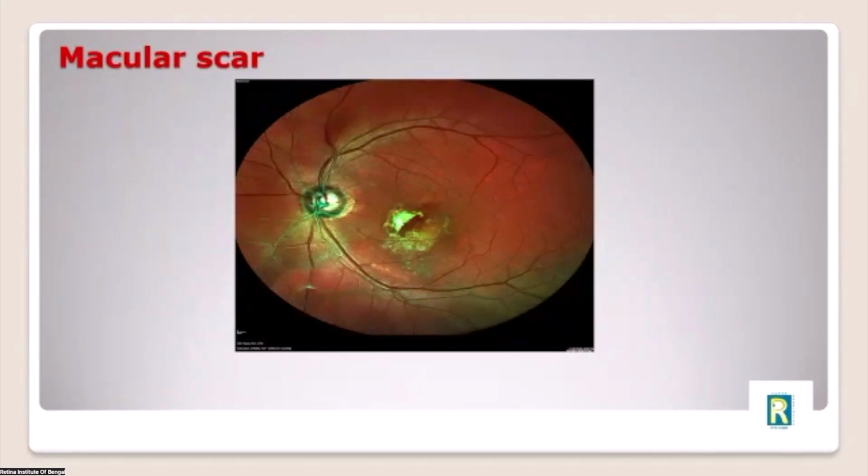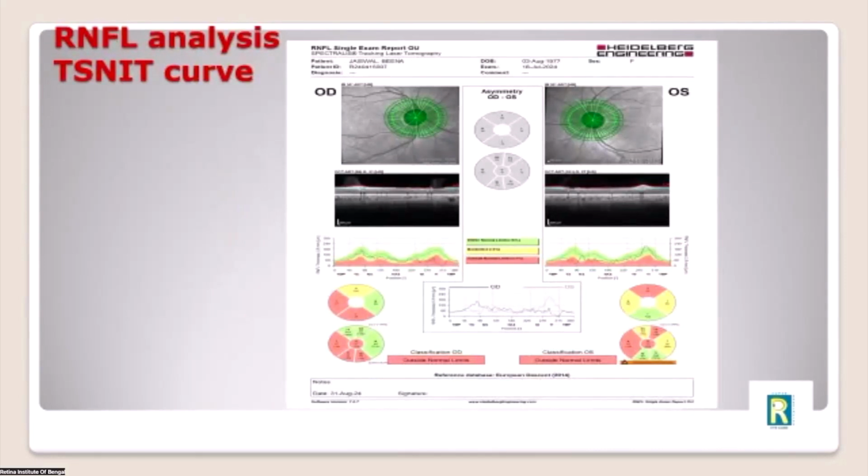In the same patient there is a macular scar. You can see this scar is giving rise to a defect, and the area affected is very close to the superior and inferior arcades, so it can be mistaken as glaucoma.